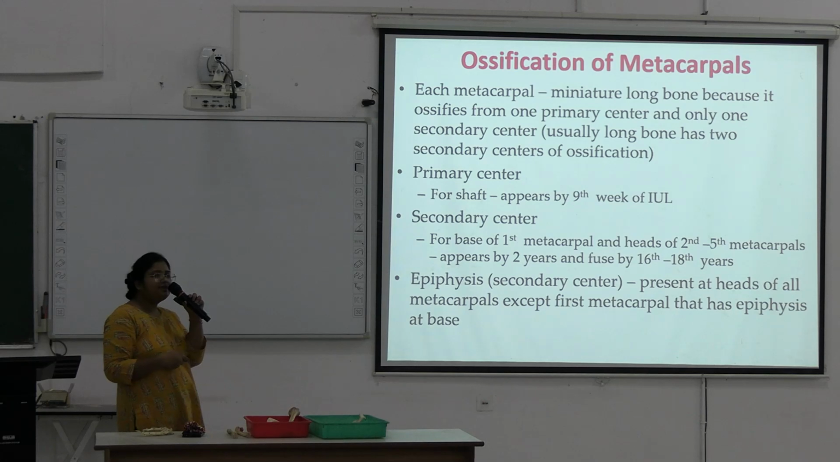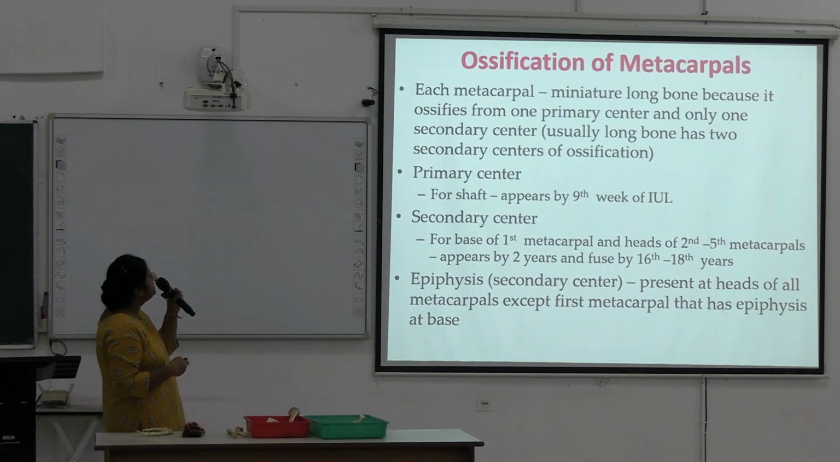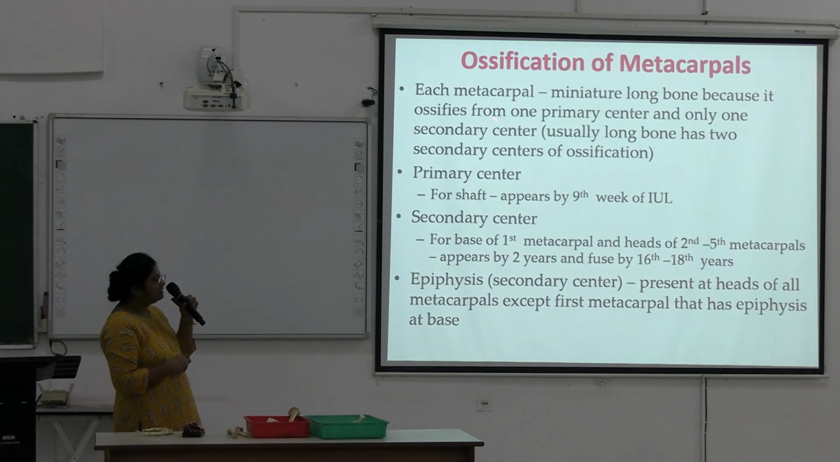Next we go to ossification of the metacarpals. Each metacarpal is a miniature long bone because it ossifies from one primary center for the shaft and only one secondary center. Usually a long bone has two secondary centers, but it has only one secondary center. That's why it is a miniature long bone.